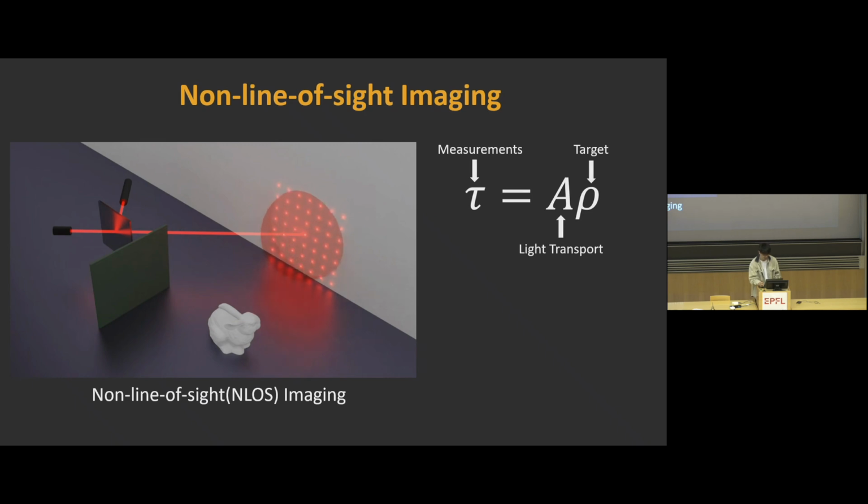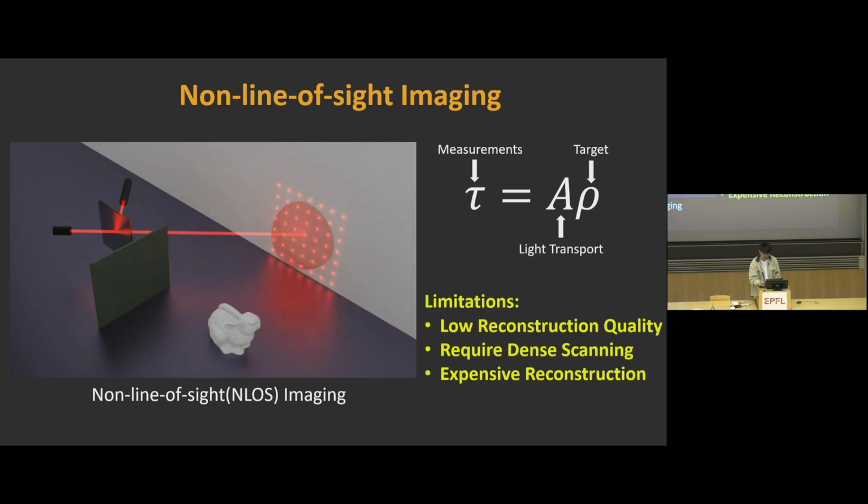In NLOS reconstruction, this inverse problem is commonly cast as a deconvolution problem. However, this problem is highly ill-posed, and the reconstruction quality by far is still way below line-of-sight imaging. In fact, to get even reasonable reconstruction results, traditional methods require ultra-dense sampling on the relay surface. Sparse scanning may produce meaningless reconstructions.